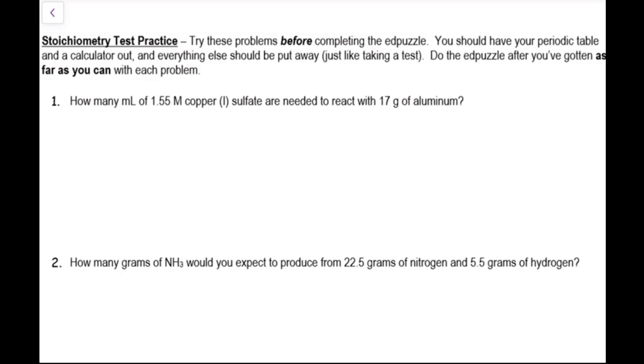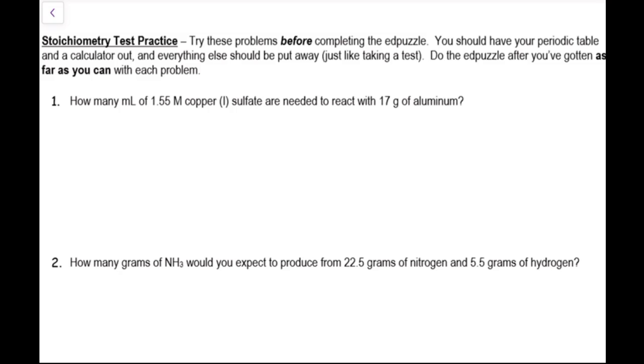Even if you think you have the wrong formula, wrong balanced equation, do the stoichiometry. As far as this review goes, you can always go back and fix it very easily with just a little bit of erasing and replacing stuff. So it is worth your time and effort to do that. Okay, so let's get into the first problem.